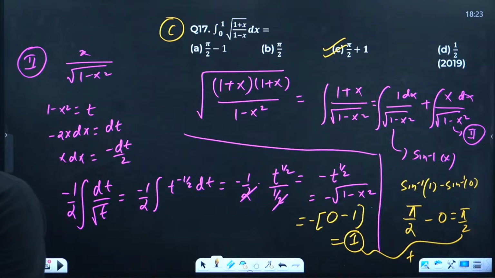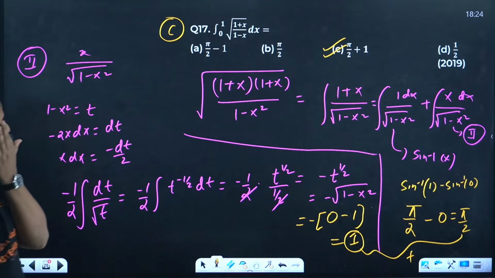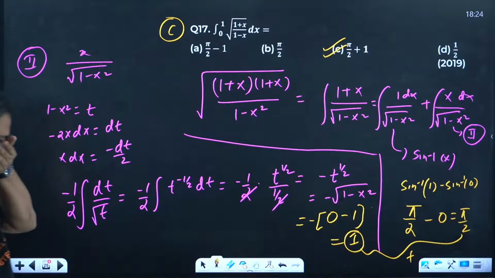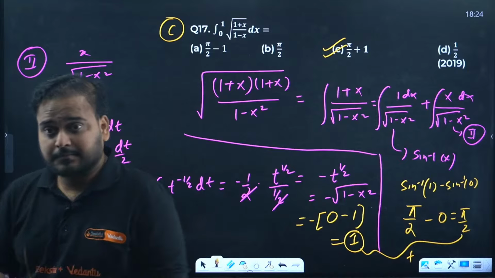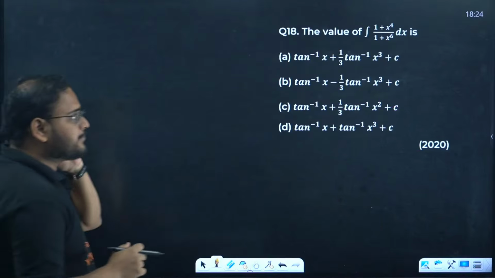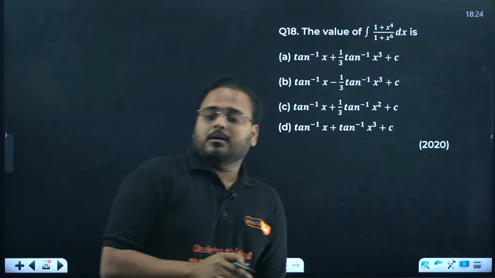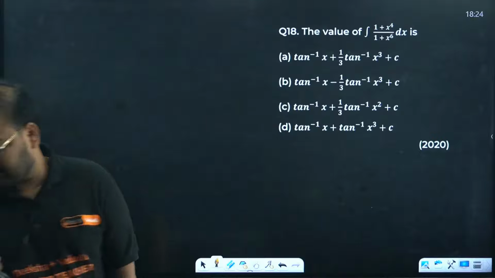So I hope everybody is clear with the question that I solved right now. Pi by 2 plus 1, guys. Sorry. Okay. 18th one. All right, 18th one then.